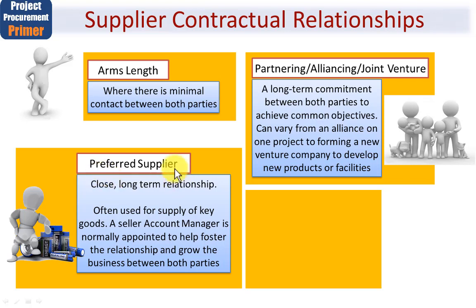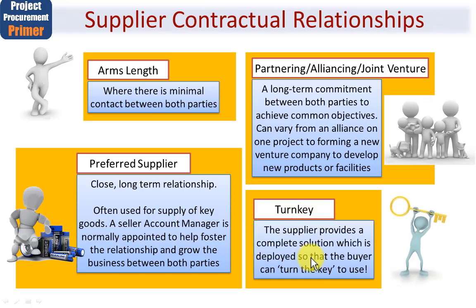So a preferred supplier would be on a preferred supplier list. And if you have a contracts branch or department, they would keep this list up to date. So that if your project needed, for example, some specialty type batteries, then they would be able to advise you who you should be using. So often used for supply of key goods, depending on your main products or services of your organisation. And very often a seller, that's the supplier by the way, account manager, is normally appointed to help foster the relationship and grow the business between both parties. So if you do use a certain make of batteries from a supplier, then they will have an account manager whose name is well known and of whom we've both developed a good working relationship.